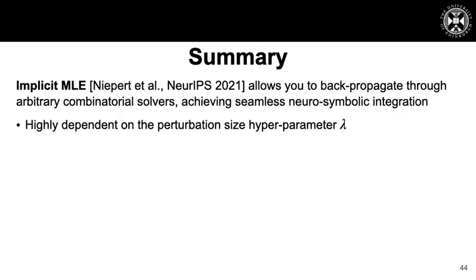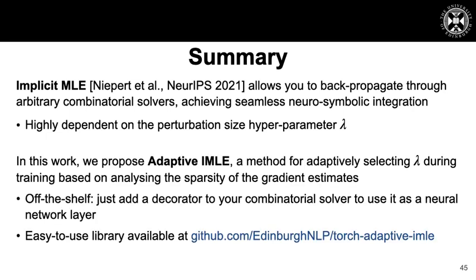So, to summarize, implicit IMLE is an approach to backpropagate through arbitrary combinatorial solvers, but this approach is heavily dependent on a hyperparameter lambda that determines the perturbation size, and on the choice of the target distribution. In this work, we propose adaptive IMLE, a method for automatically selecting lambda during training. Adaptive IMLE is very off the shelf, and you can turn any combinatorial solver into a neural network layer by just adding a simple decorator to the code.